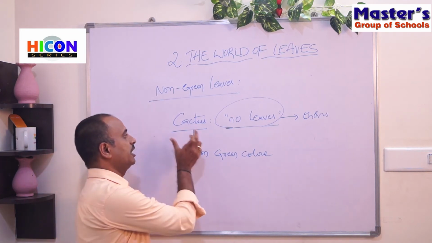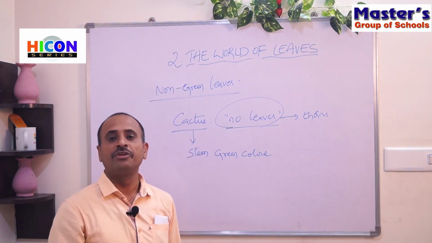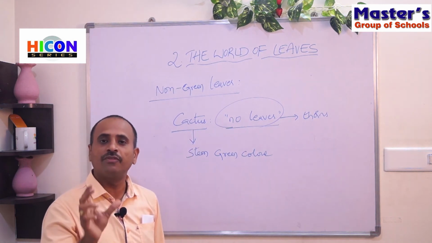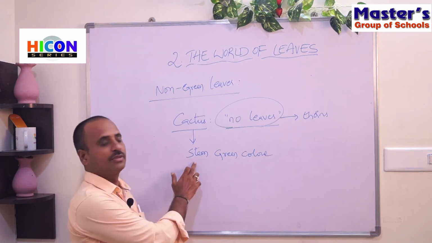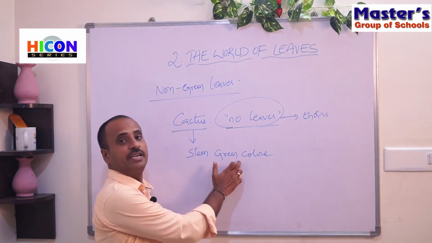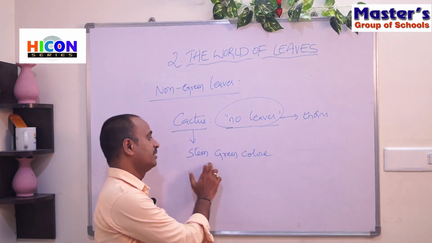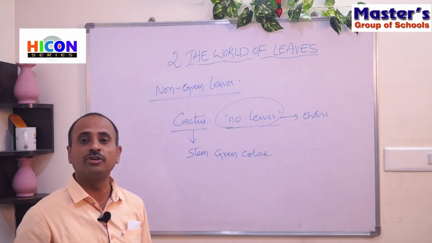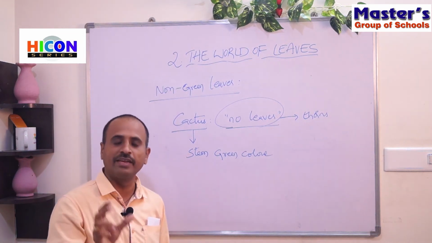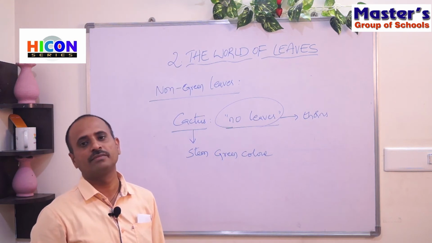That's why the stem of the cactus plants is very thick and strong, because the food is stored in the stem. The stem prepares the food because it is green in color, and it stores the food in the stem. That's why the stems of cactus plants are very thick and strong.